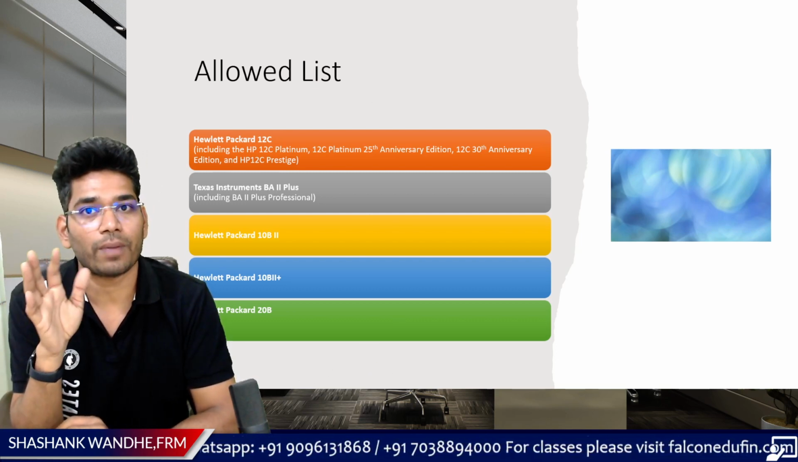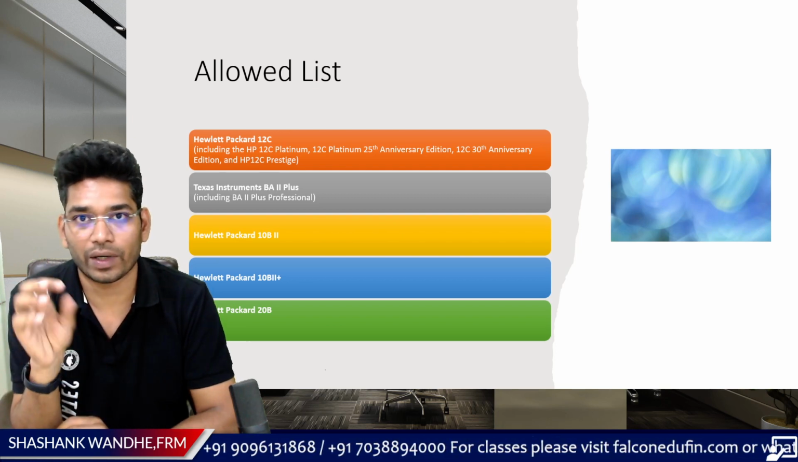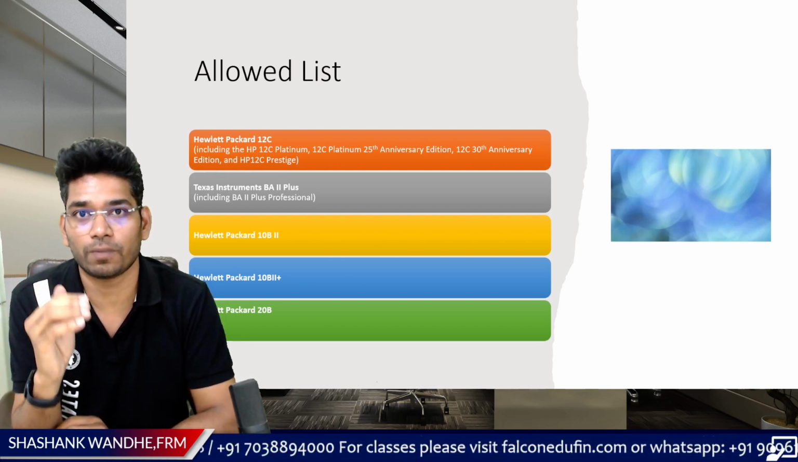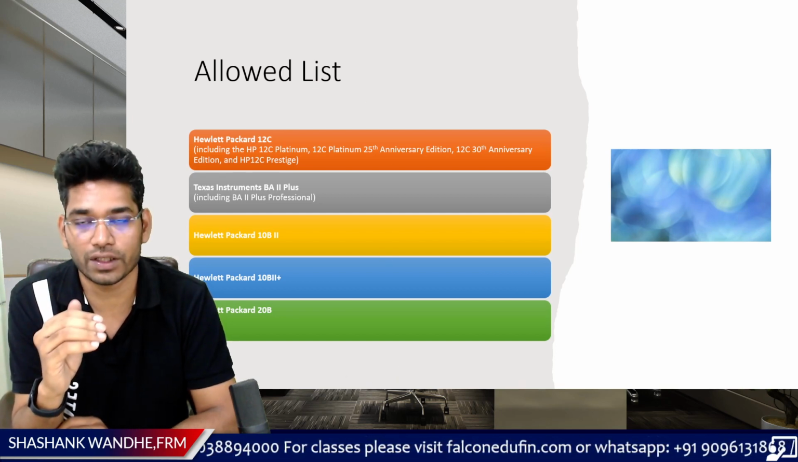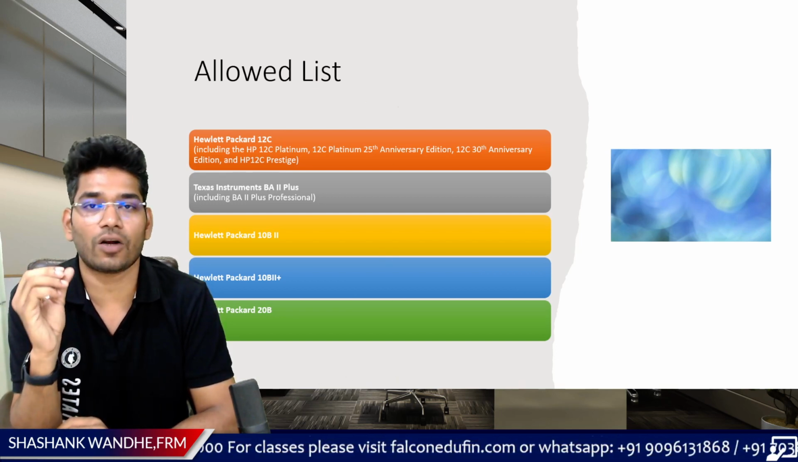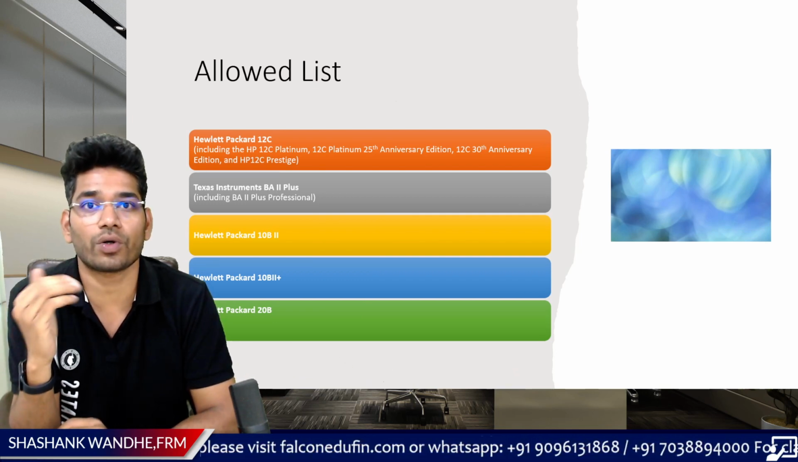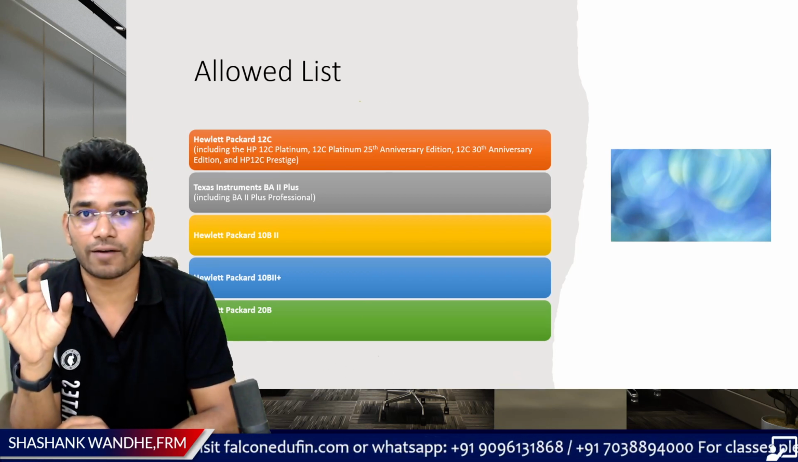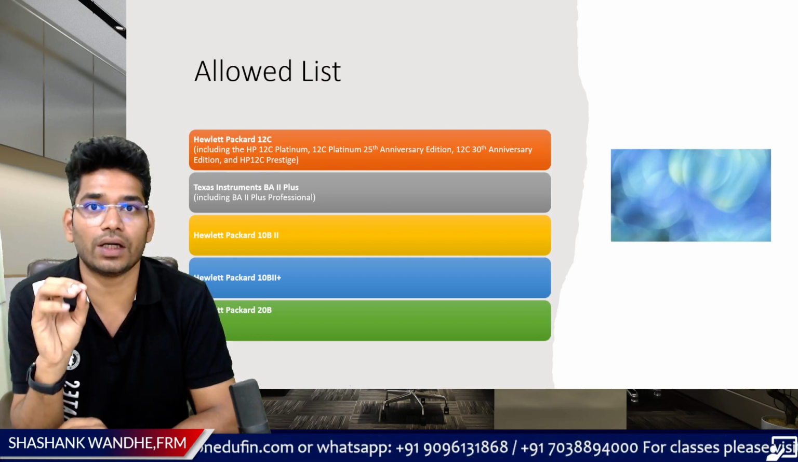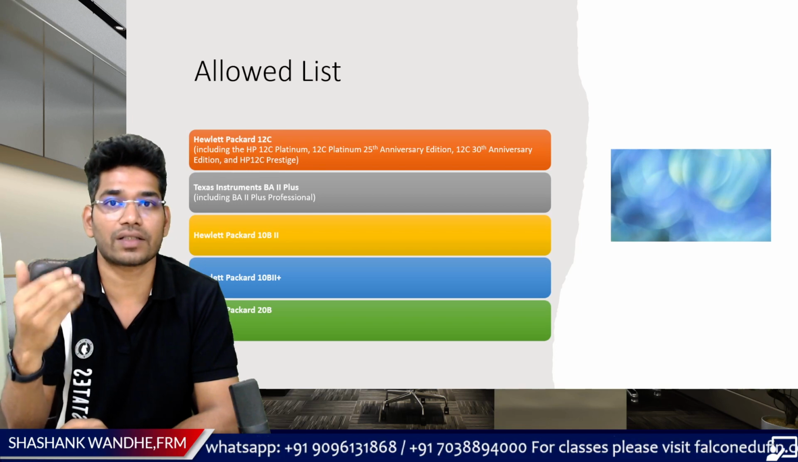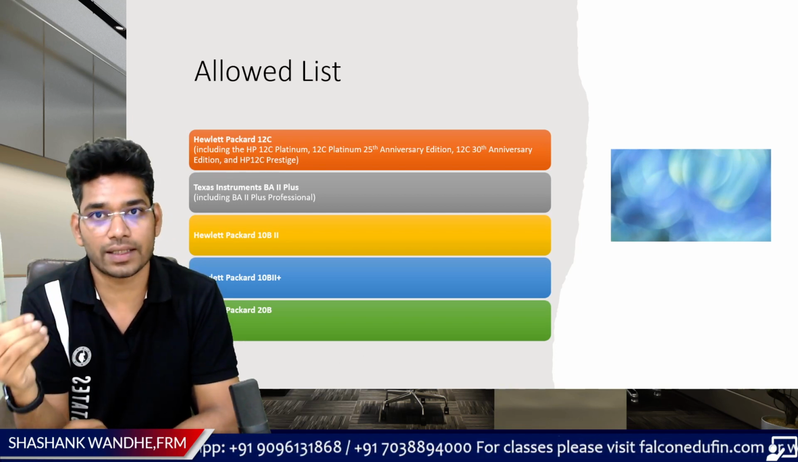Now, if you don't own any calculator and you are planning to buy a new calculator, then my recommendation is to go for the TI BA2 Plus or TI BA2 Plus Professional version. Reason is very simple. There are a lot of resources available on the internet using which you can learn how to use the calculator. Please remember, these are financial calculators, so you can't directly take the calculator and start using it. You need to learn these calculators.